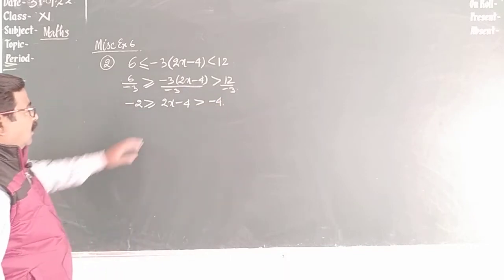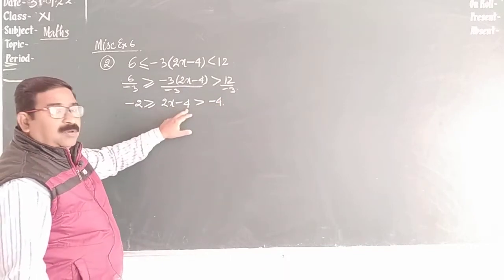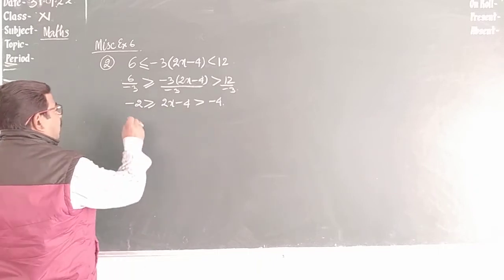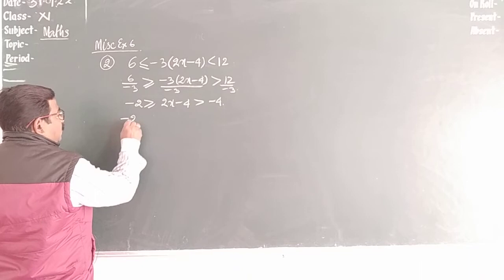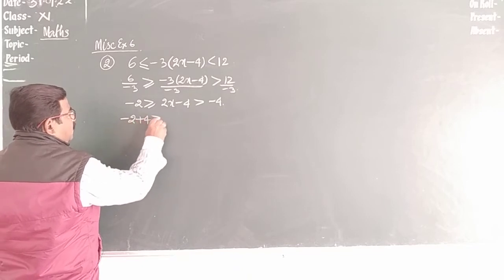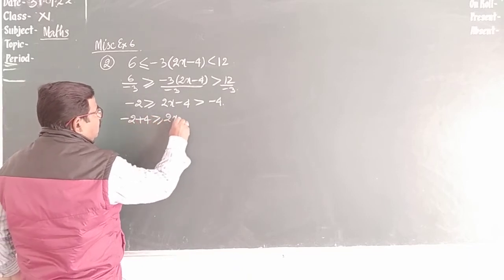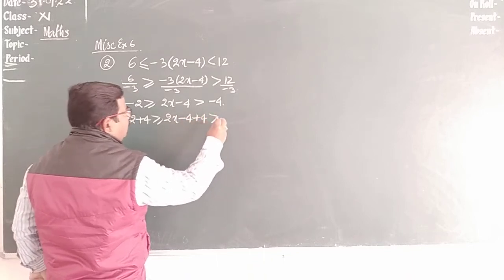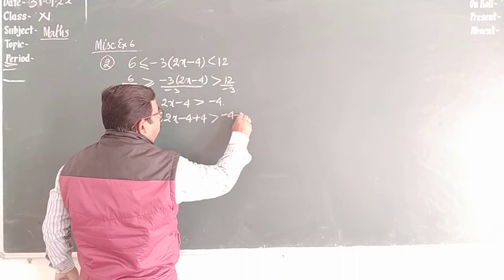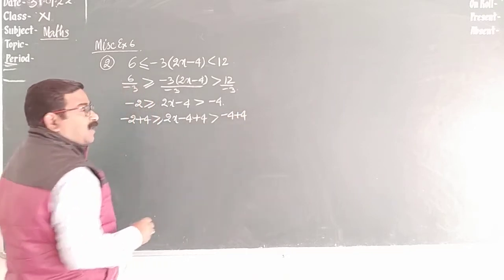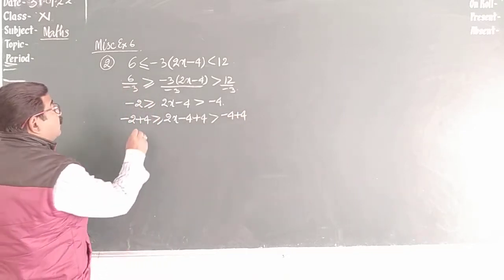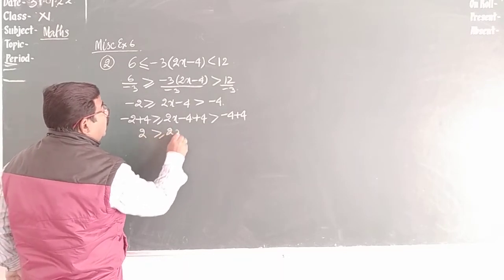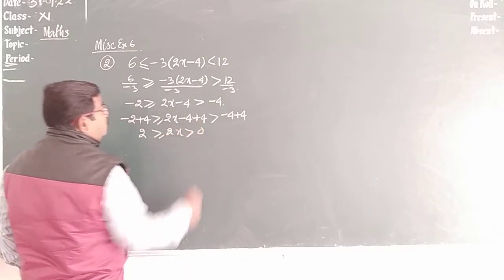See, here we have to remove 4. So add 4 in all these. So what we have? Minus 2 plus 4 is more than or equal to 2x minus 4 plus 4 is more than or equal to minus 4 plus 4. So what we have got? Let's see. This is 2 is more than or equal to 2x is more than or equal to 0.